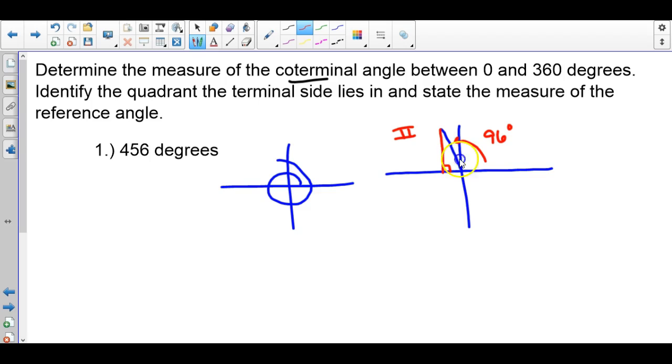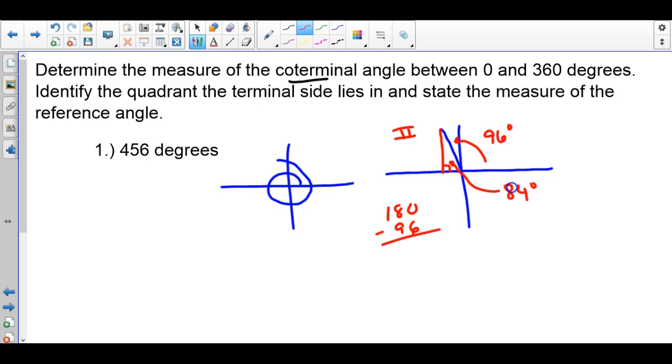But what I could do is just realize, okay, if this is 96, I want to figure out how much more I need to get to 180. I'm just going to take 180 minus 96. And what that's going to do is tell me how much my reference angle is going to be, which is this angle measure right here, and that is 84 degrees.